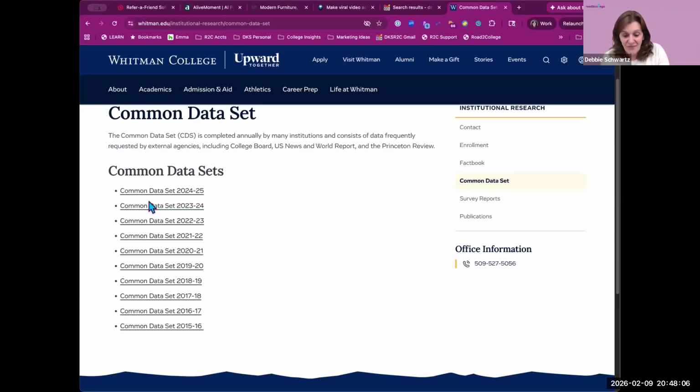They don't yet have out the 2025-2026 common data set. So I'm not surprised. This makes sense. So let's pull it up.